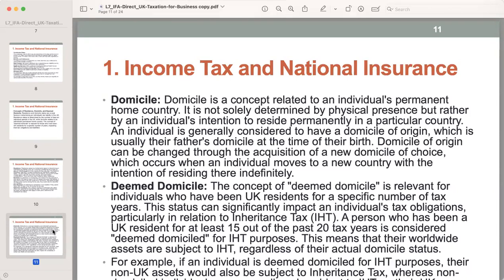Deemed domicile: if you are in the UK for at least 15 out of the last 20 years, you are deemed domiciled for tax purposes. This affects things like inheritance tax. It means your worldwide assets might be taxed even if they are not in the UK.